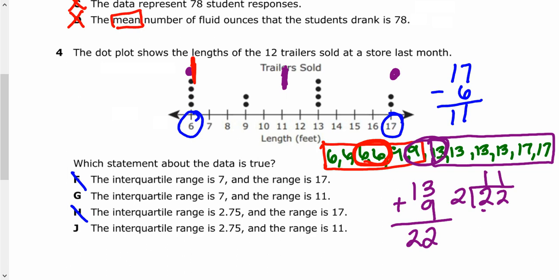And then my median here, 1, 2, 3, 4, 5, 6, is between 13 and 13. So it happens to be 13. So there's the other part of my box. So my box looks like this. It goes out to here.